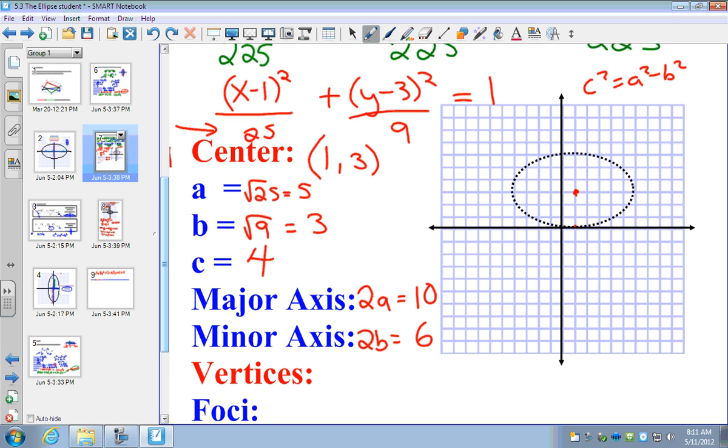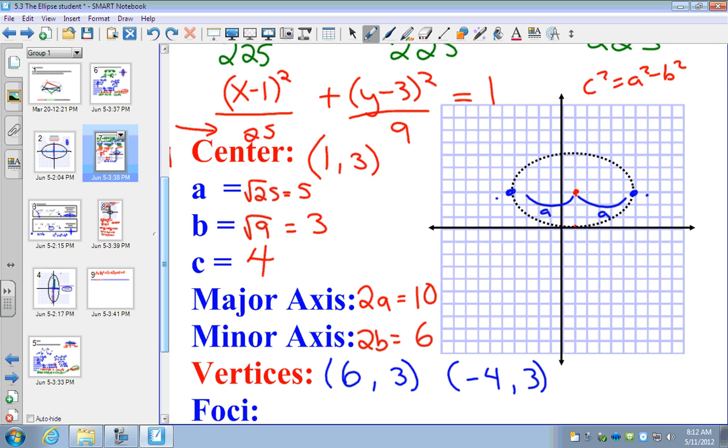Here's where we've got to do some thinking. My vertices are going to be located here and here. You'll notice right away that the y value is going to be the same as the center, and the y value of my center was 3. The only thing that's changing is I'm going a away from each. So I have 1 plus a, 1 plus 5 is 6. And then 1 minus 5 is negative 4, to give me these 2 points.